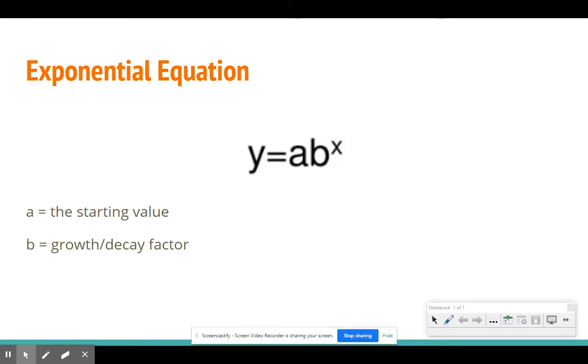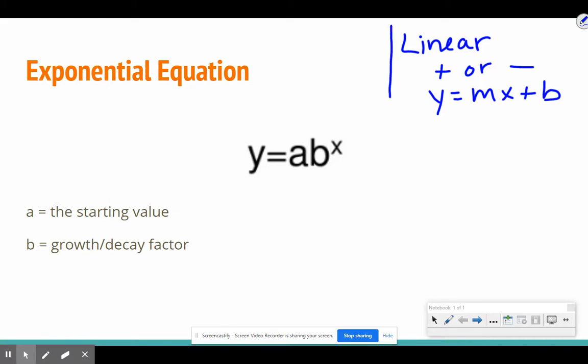And we remember for linear, we were adding or subtracting. So we used y equals mx plus b. Okay, so that was linear. Exponential is whenever we see multiplication or division. Okay, so make sure you write that part down as well. Okay, so y equals ab to the power of x.